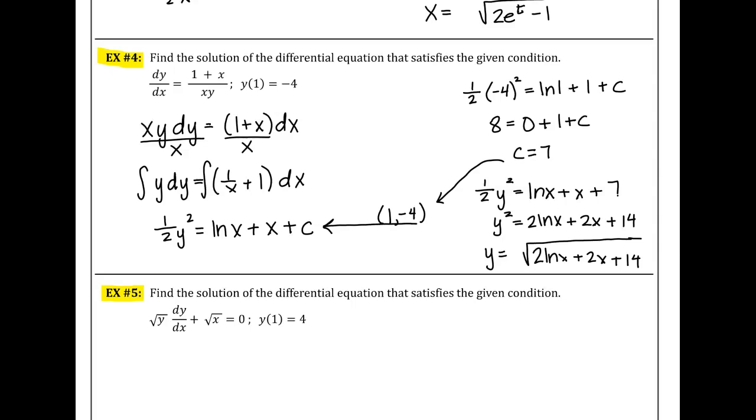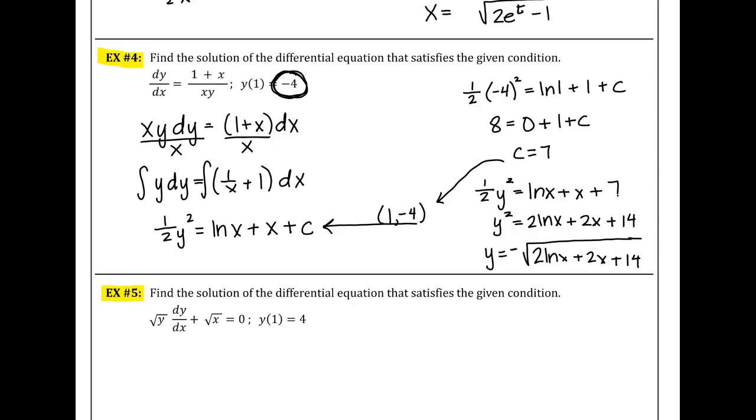Okay? So I'm going to decide positive or negative, but look at this initial condition. Y needs to be negative, which means this square root needs to be negative, so that when I plug in that initial condition, my solution is true, right? If I were to plug in 1 for all those x's, I need to be able to get a negative 4. So I need to pick the negative square root.